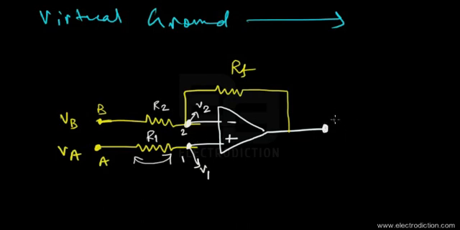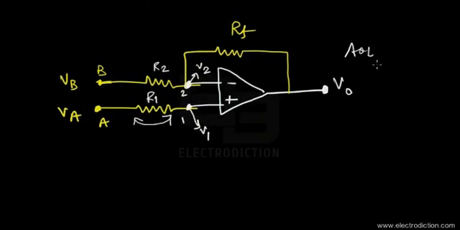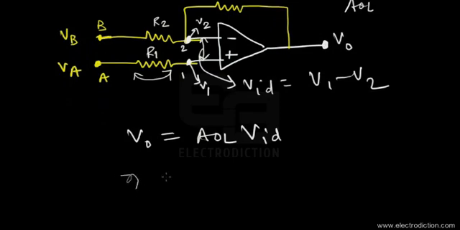From the output of the op-amp, we get the output voltage. Now, remember what we learned in the op-amp basics part 1 tutorial: the open loop gain of the op-amp multiplies with the input difference voltage between terminals 1 and 2, where this input difference voltage, VID, is given by V1 minus V2. So the output voltage is equal to the open loop gain times the input difference voltage VID, and we can write the equation as VO equals AOL times (V1 minus V2).